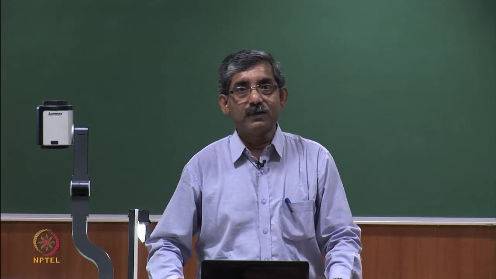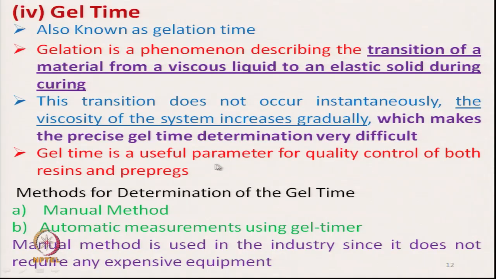Gel time is a useful parameter for quality control of both resin and prepregs. We must know the gelation time so that we can know by what time the curing should take place. The methods of determining the gel time are, one, a manual method, and second, automatic measurement using a gel timer.